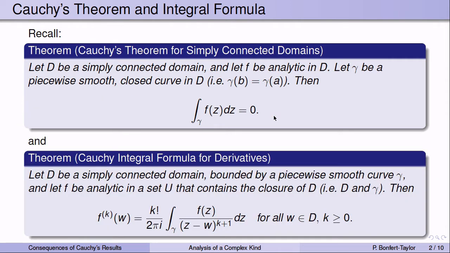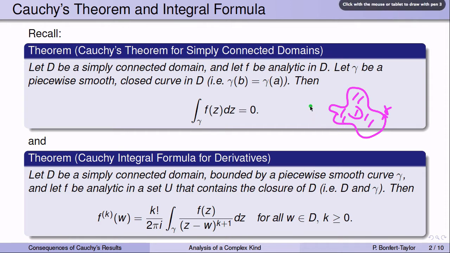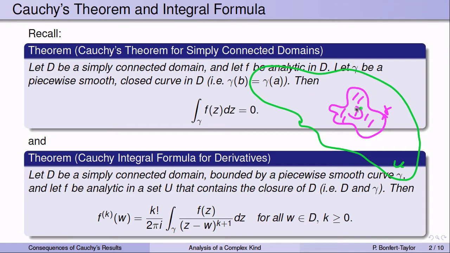And here is the version that we had in the very end, which also included derivatives. Suppose D is a simply connected domain bounded by a piecewise smooth curve gamma. So we have some kind of curve gamma, and it bounds the simply connected domain D. And we always orient it counterclockwise. Suppose f is analytic in a set U that contains the closure of D, so D and gamma. So we have some U that contains D together with its boundary, the curve gamma.